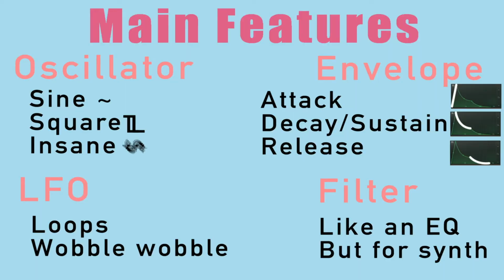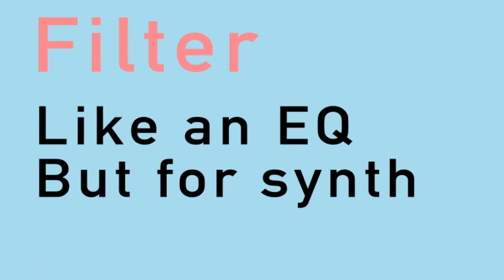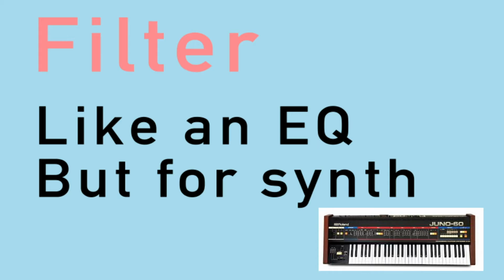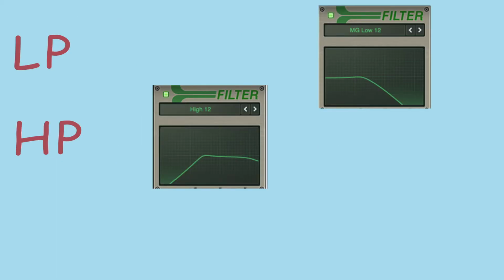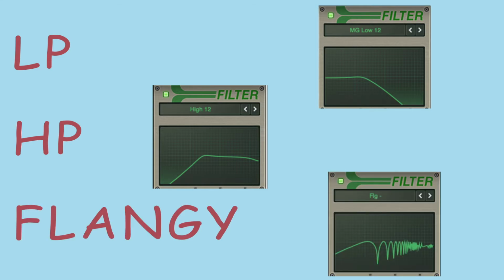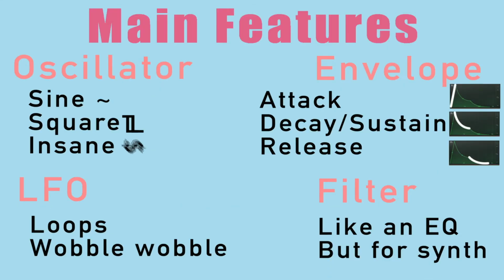And then we got our filters, which is pretty much like an EQ, but just for synthesizers. So with the filter, you can get your low pass filter, your high pass filter, that kind of thing. And then you can also get these weird flangey filters, which really add a lot to your sound. And we can combine all of these synth basics to make a really cool sound.